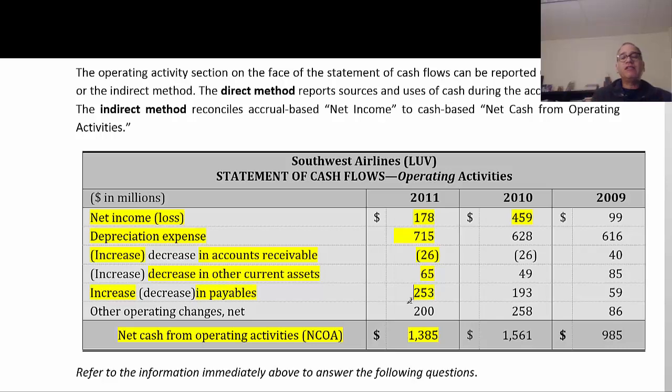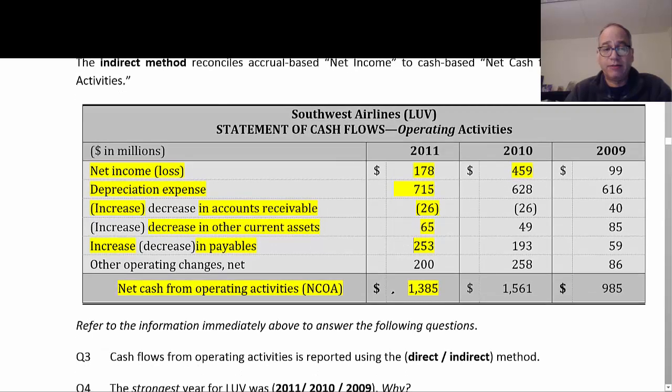On the other hand, a decrease in payables would be subtracted because paying off your liabilities faster is going to soak up your cash flow. That's going to hurt your cash flow. And there are other items here of 200. So that tells you the story. What seems to be happening here is that not only do they have depreciation expense, but they're paying their bills a little more slowly, i.e. payables are increasing. And therefore, their cash flow is better.